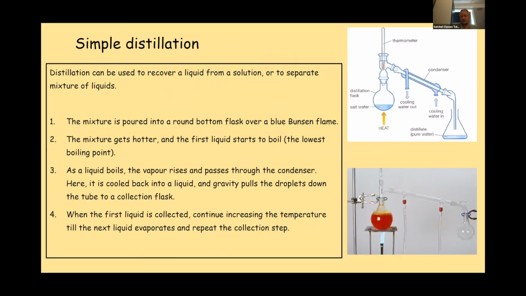When the first liquid is collected, we then keep heating to increase the temperature until the next liquid evaporates, and we repeat the collection steps through the condenser. Down here at the bottom, you can see an actual lab setup picture of it, with the Bunsen at the bottom, the round bottom flask containing a mixture of liquids which appear orange, and the condenser leading to a collection flask on the right-hand side of the screen. Each flask that is collected now holds a pure liquid that's been separated from the mixture.